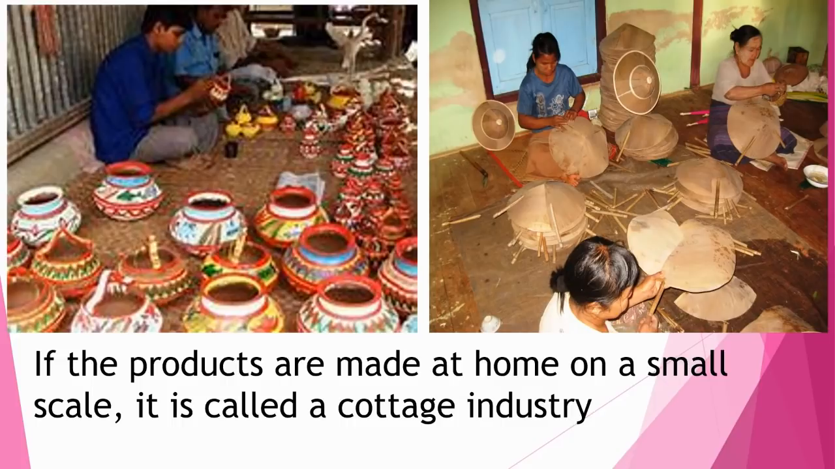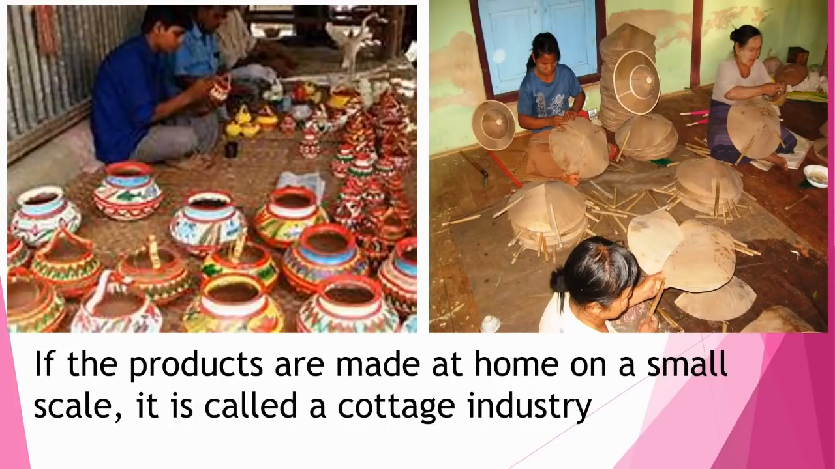So students, just as a potter makes pots out of clay, other items can be made out of wood, bamboo, flowers, etc. So students, if the products are made at home on a small scale, it is called a cottage industry or handicraft industry. Have you understood, students?